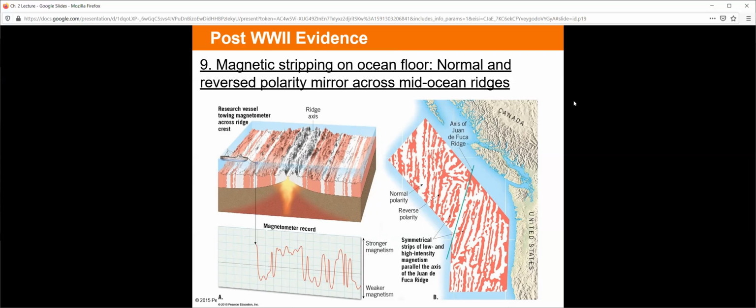Again, we can see picture B here. This is in the Pacific. We have these same things occurring.